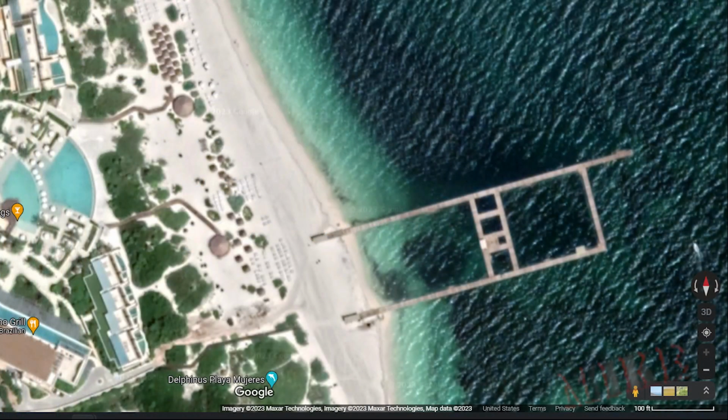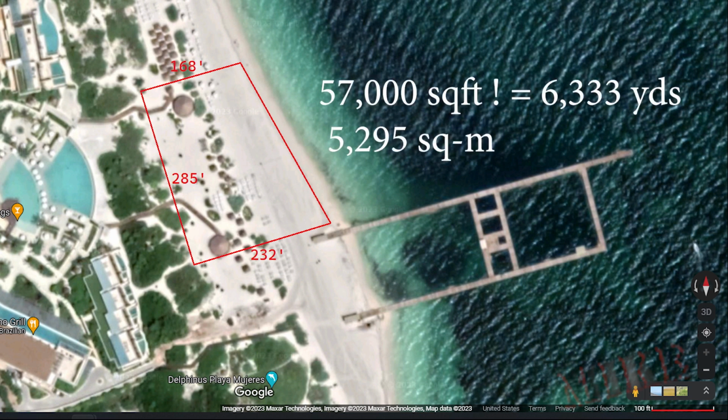Okay, this particular sand sample came from right about here. And if we use Google Earth, we can look at the scale and see that if we just pick this part of the beach, it has these dimensions. It's 232 feet here, it's 285 feet long, and we've got 148 feet up here. This is a trapezoid, so you average the 2 bases times the height, and this comes out to be 57,000 square feet. Well, that's a nice round number, cool.